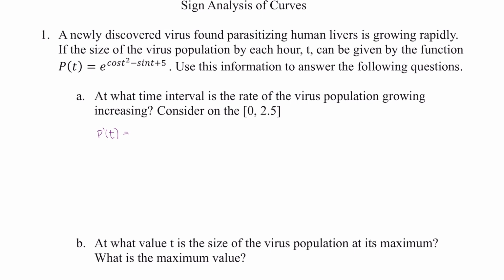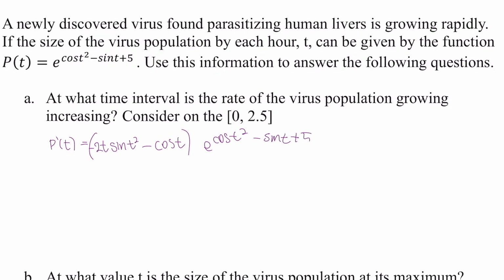So we can say 2t negative and then sine t squared minus cosine t, right, times e to the cosine t squared. So when we take the derivative of p of t, we get this value right here. Okay, and then since we're trying to find when the rate is increasing, we do have to see p double prime t. So we have to find when p double prime t is positive to find when the p prime t is increasing.